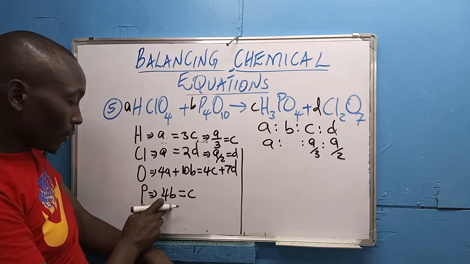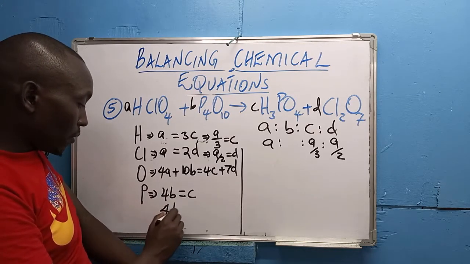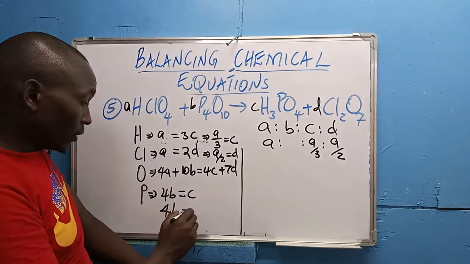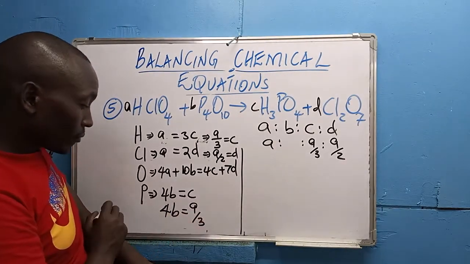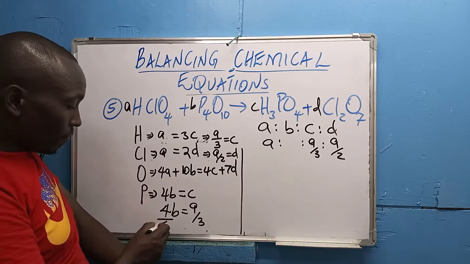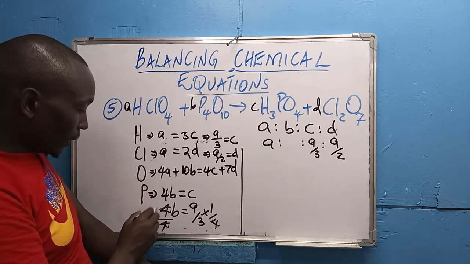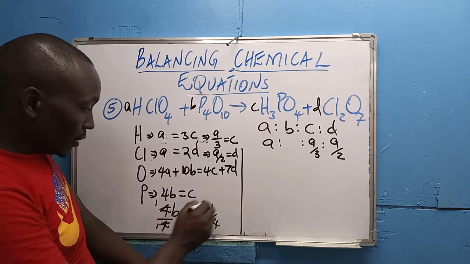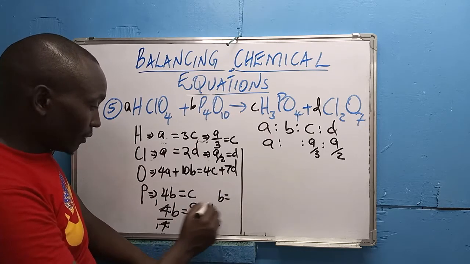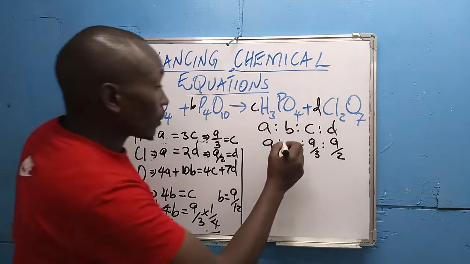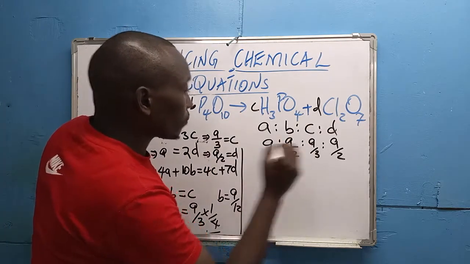All I have now is B. I can use this equation: 4B is C. Do I know C? Yes, I know C is A over 3. So I want to eliminate this by dividing by 4 there. So that tells you that B is the same as A over 12.